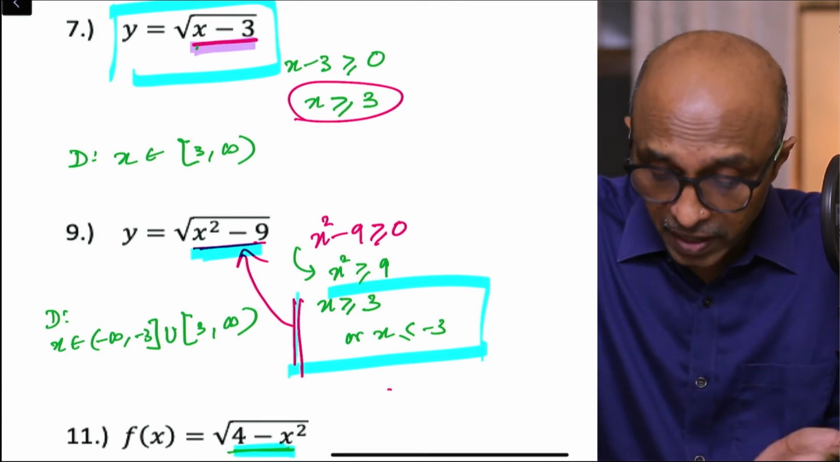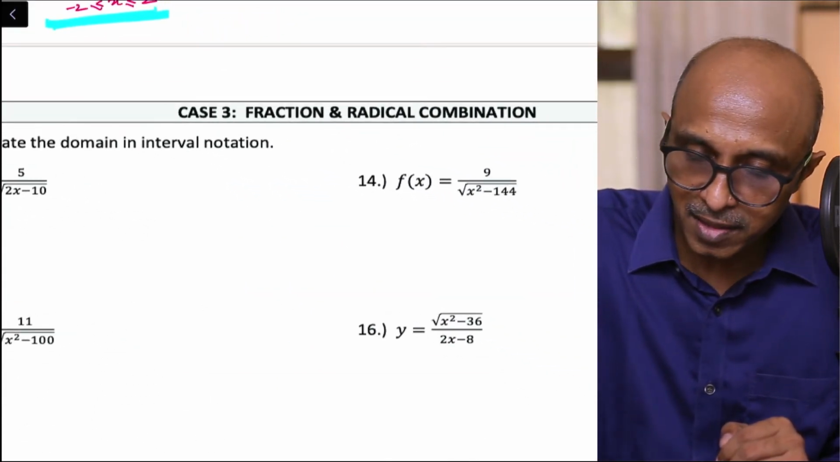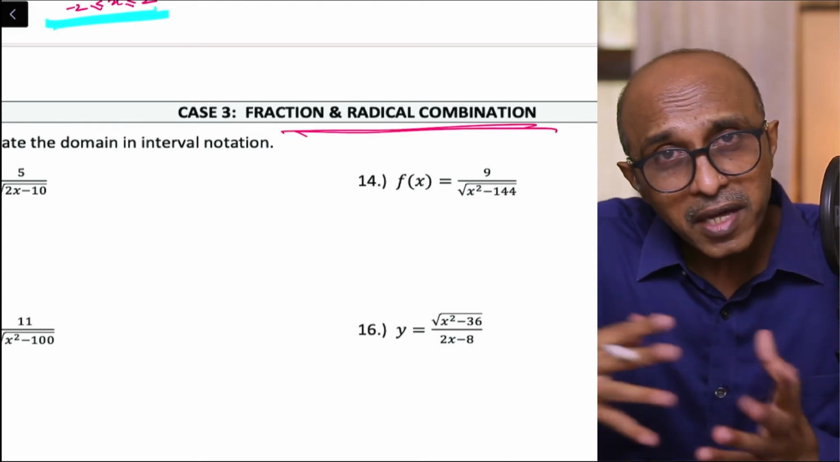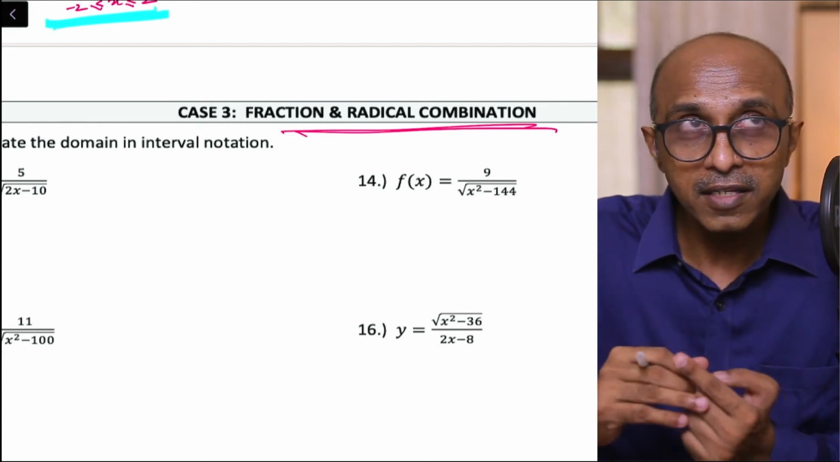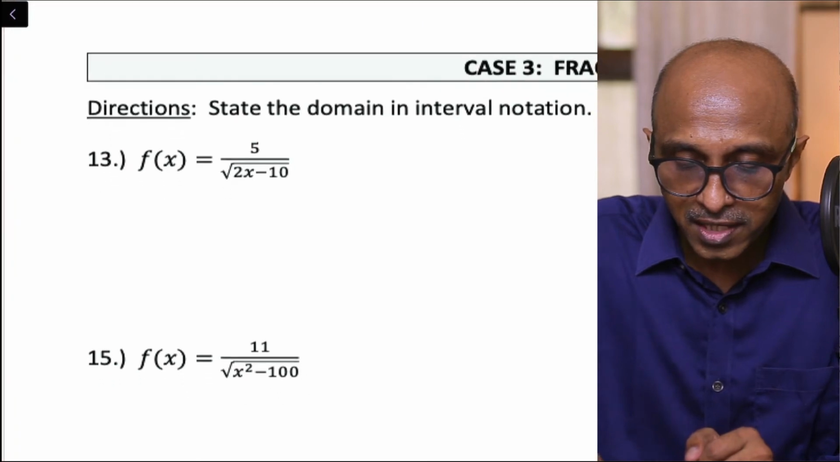The third case, the final case, is a combination of the fraction and the radical. Let me just show that to you. The third case is a combination of the radical and the fraction. So we combine those conditions. In a fraction, the denominator cannot be 0. In a radical, the term inside the radical sign must be greater than or equal to 0. How do we combine? Let's take a look at this example.